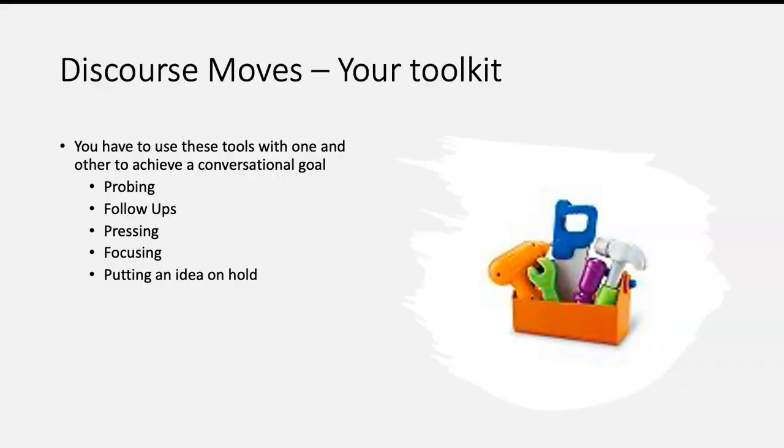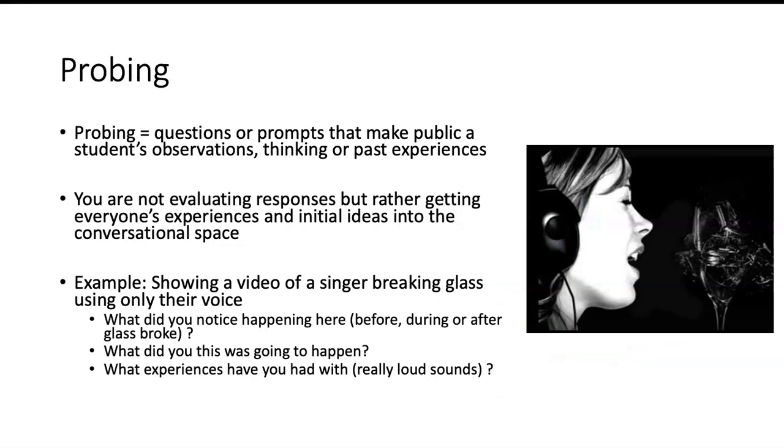Now, those are all great, right? Now you have some ideas of the types of goals that you may want to set and the types of discourse that you may want to use. But when you're using discourse, you need a toolkit, and you use these tools with one another to achieve a conversational goal. So these are specific ways to achieve those goals, and almost always you have to use one in hand with another. So the first one is probing.